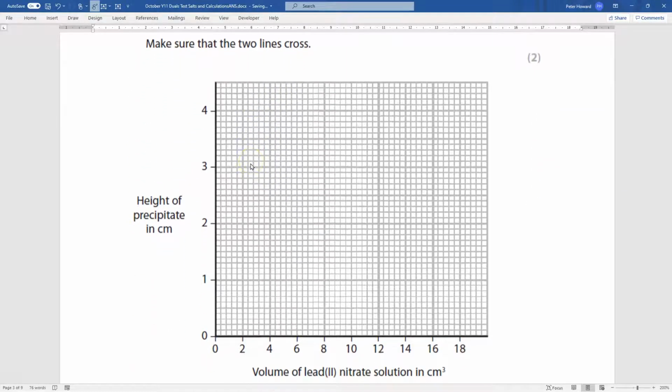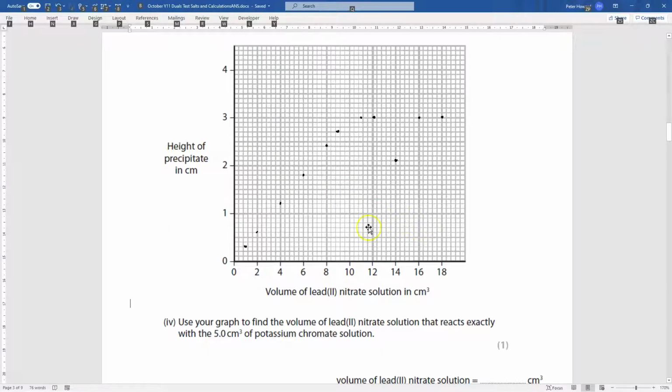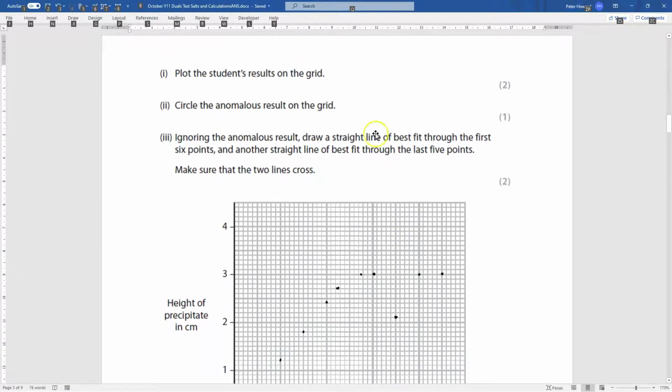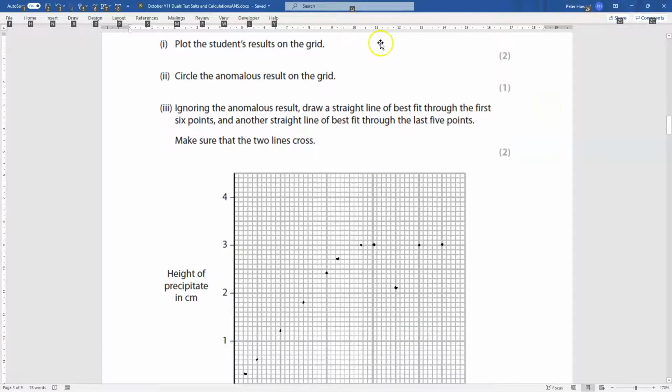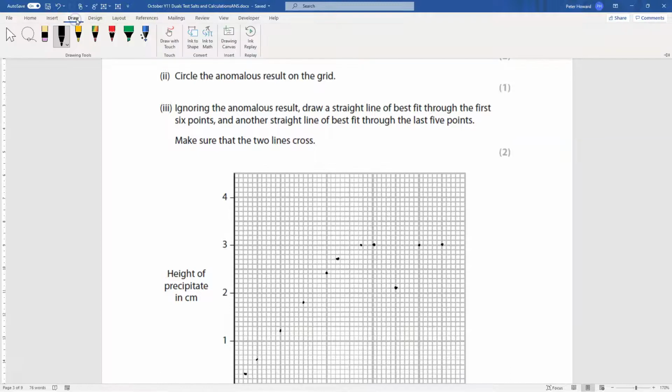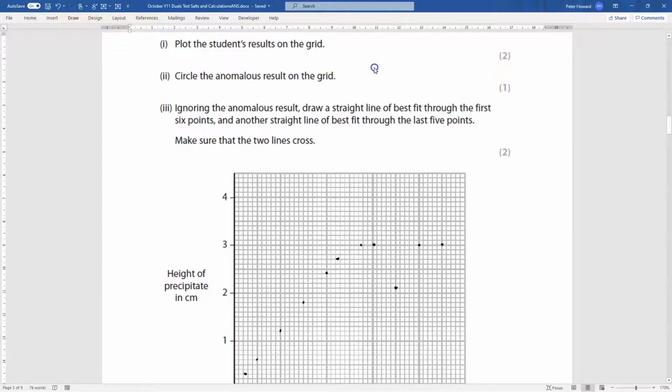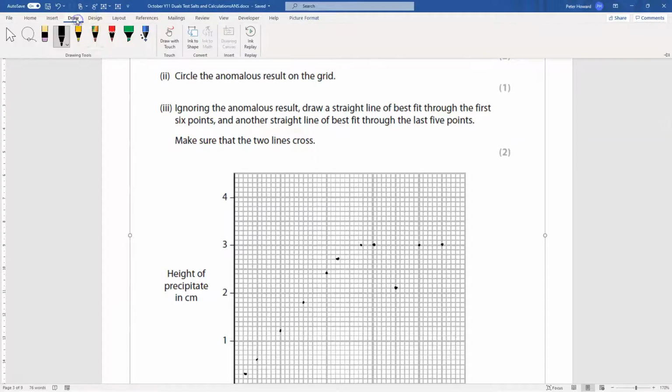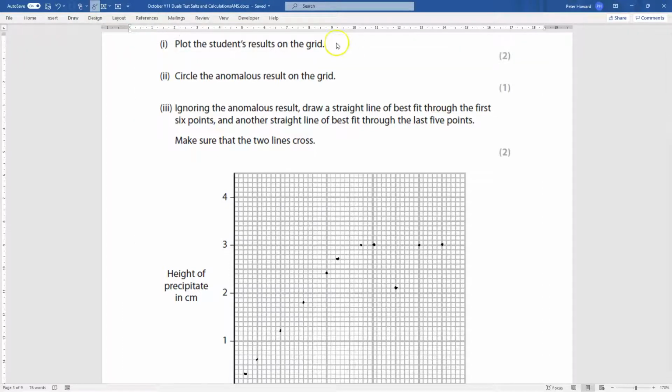I'm going to pause it there and I'll come back when I've actually drawn it. So we can see I plotted the points. Now it says plot the results. I would also ideally use crosses. Drawing on a computer is slightly different, but I would draw everything as tiny crosses. Then the next thing is the anomalous result. That looks like the anomalous result there.